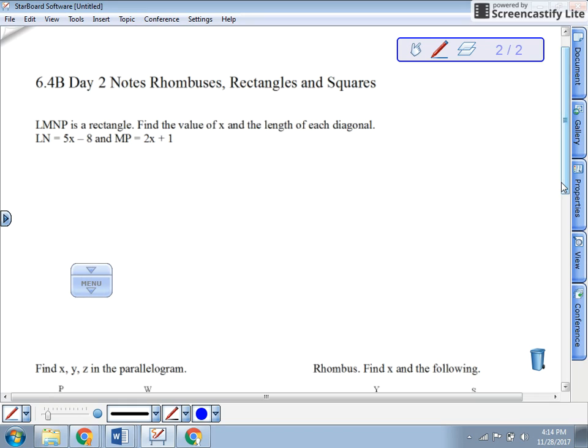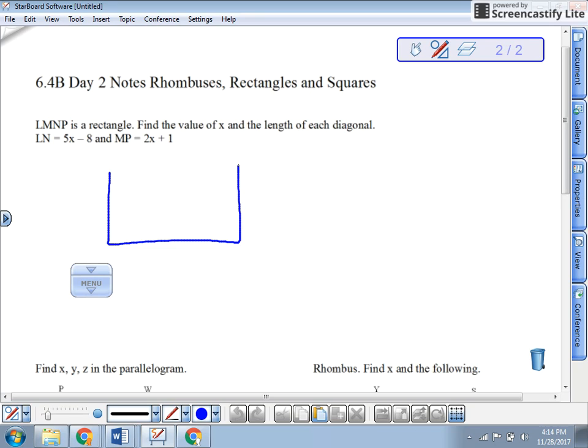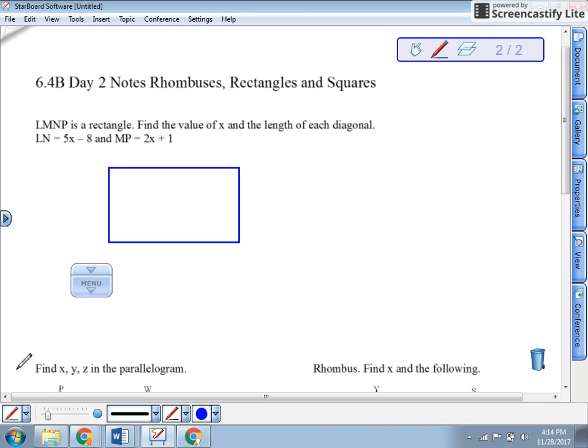This one says LMNP is a rectangle. So first let's draw a rectangle here. Now, you won't be able to draw as well as I can, but there it is. Then we're going to label it. It doesn't matter which corner, just pick one, and then you have to work in order: L, M, N, P. Then we're going to draw those diagonals. It says that LN is 5x minus 8, so this whole thing from here to here is LN. And then MP is 2x plus 1, that whole distance.